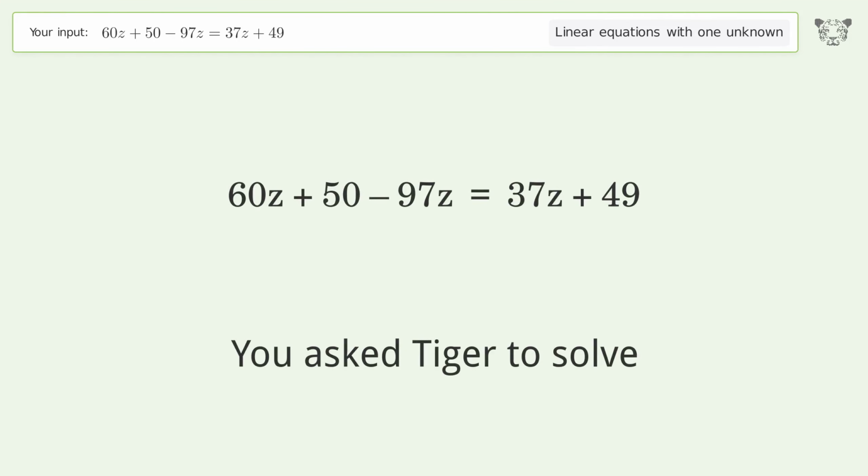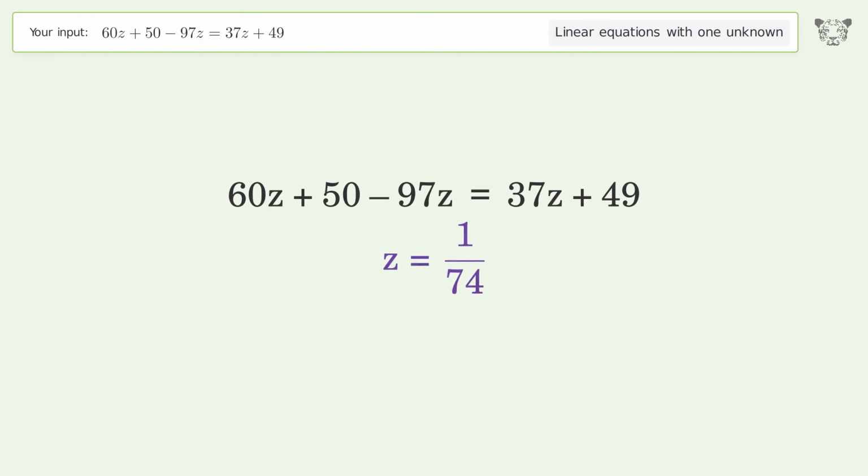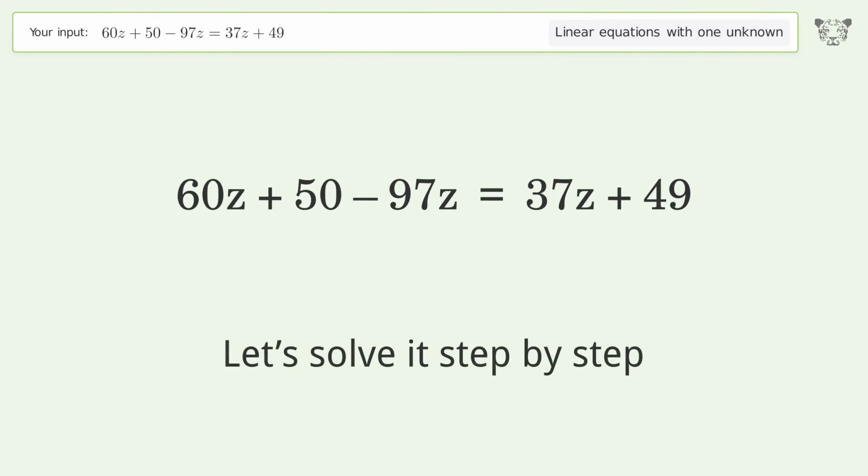You ask Tiger to solve. This deals with linear equations with one unknown. The final result is z equals 1/74. Let's solve it step by step.